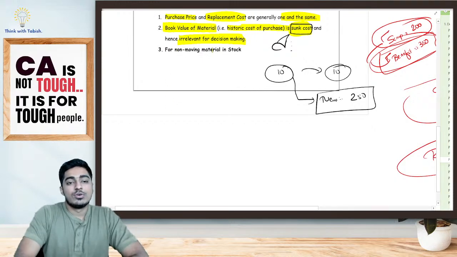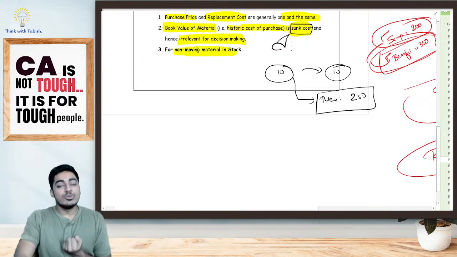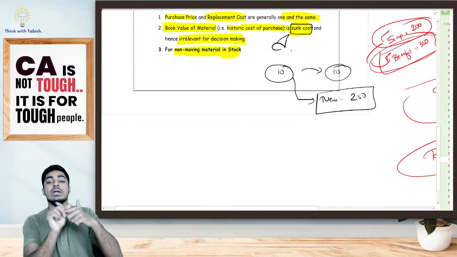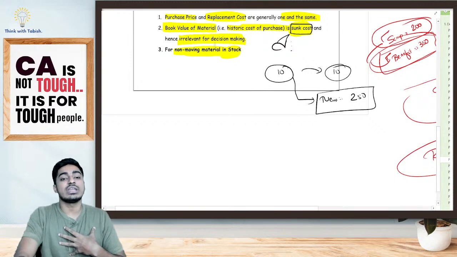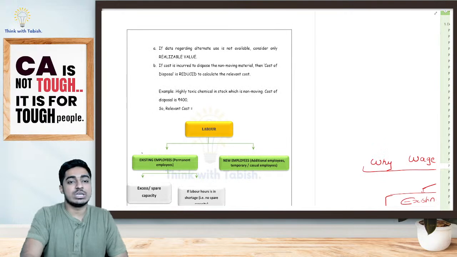Now, the next point, for non-moving material which is in stock. Yes, non-moving material is there in stock. What am I telling? Yes, I have a raw material which is in stock. I am having it, but is it regularly moving? No, it is not regularly moving. So what all points do I need to keep in mind?